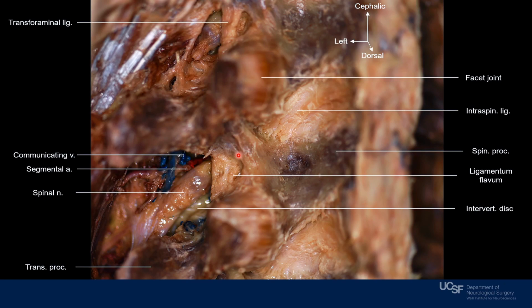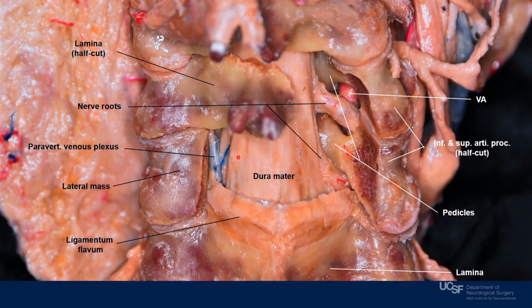There are usually a number of transforaminal ligaments. It's not a single ligament. We see right here a posterior view of the cervical region. This is C2, so this is C3 after a laminectomy on the right side.